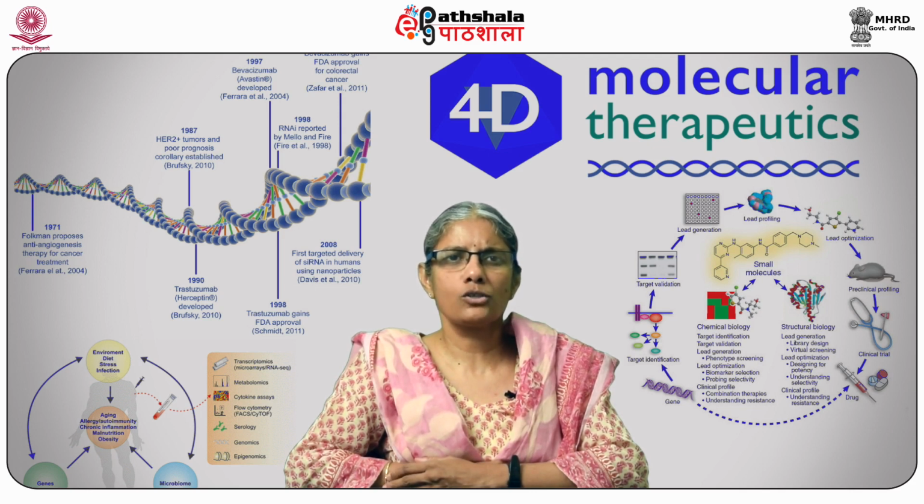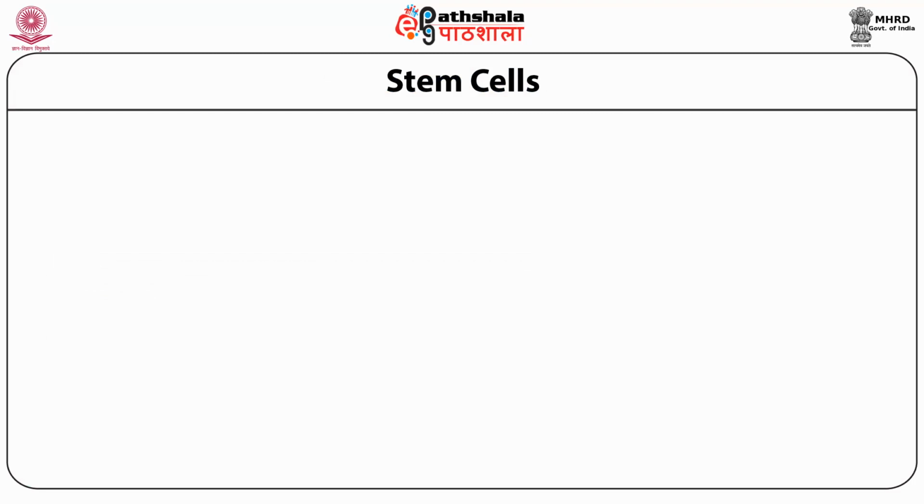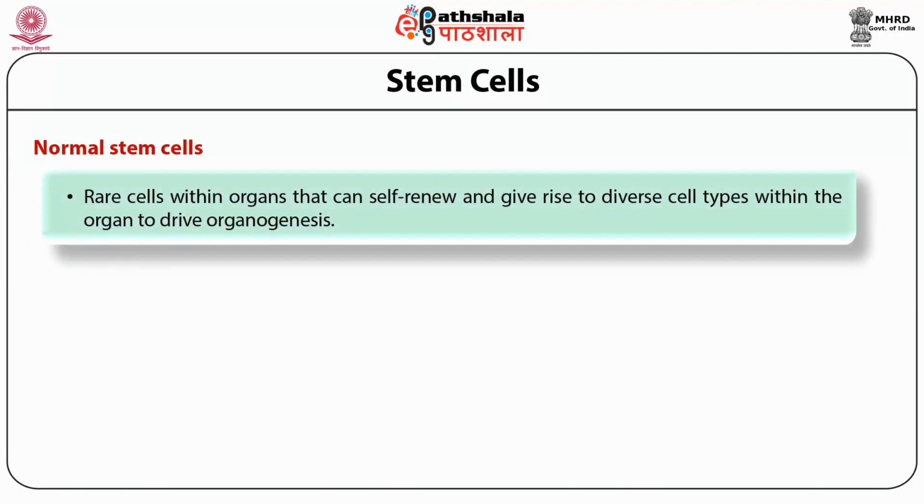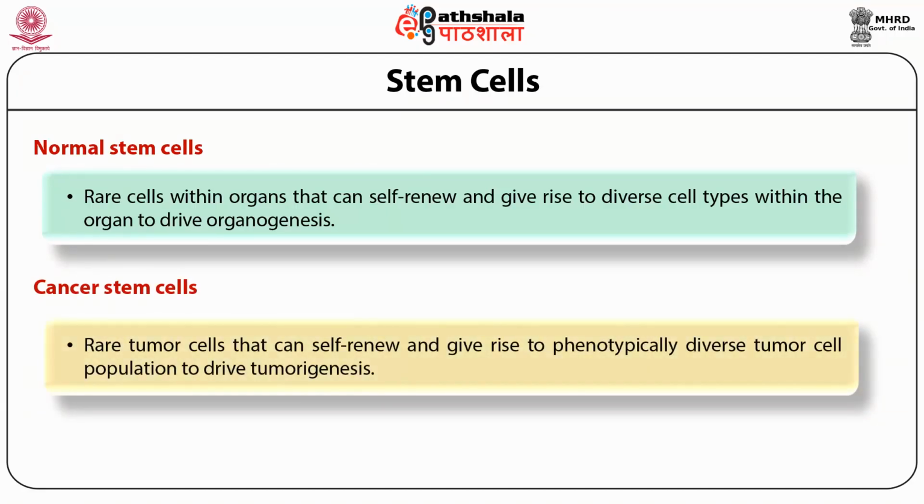Cancer stem cells are defined as those cells within a tumor that can self-renew and drive the process of tumorigenesis. So now let us understand the definition of a normal and a cancer stem cell. A normal stem cell is defined as a rare cell within the organ that can self-renew and give rise to diverse cell types within the organ to drive the process of organogenesis. On the other hand, the cancer stem cells are also a type of rare tumor cell that can self-renew and give rise to phenotypically diverse tumor cell population to drive the process of tumorigenesis or cancer.